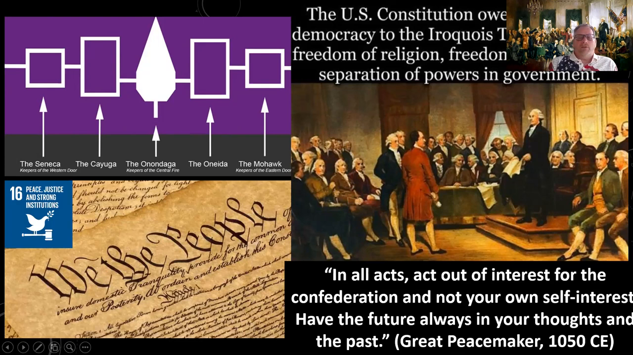And the comment is, in all acts, act out of interest for the Confederation and not your own self-interest. Have the future always in your thoughts and the past. Think about where we've been, learn the lessons from the past, also where we want to go in the future. But think about the whole group. What's best for the whole group, not just for your individual.